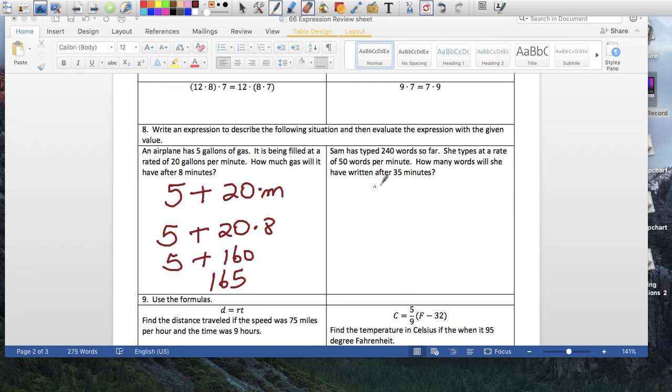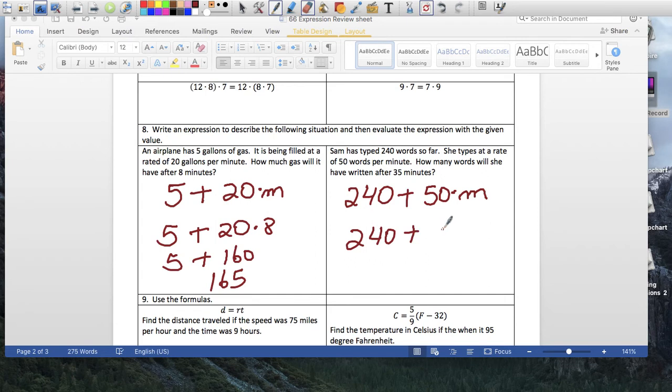Sam has typed 240 words so far. She types at a rate of 50 words per minute. How many words will she have written after 35 minutes? Well, she's writing some type of essay, I guess. So far, she's written this much. So this is what she has. Plus, every minute, she types 50 words. So it's going to be 50 times the number of minutes. And that's my expression.